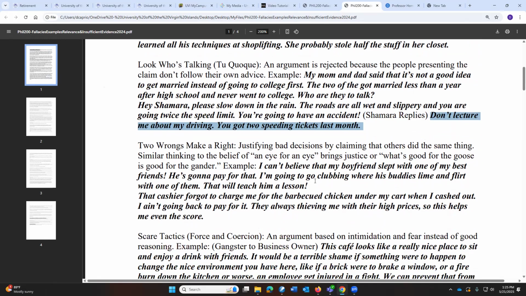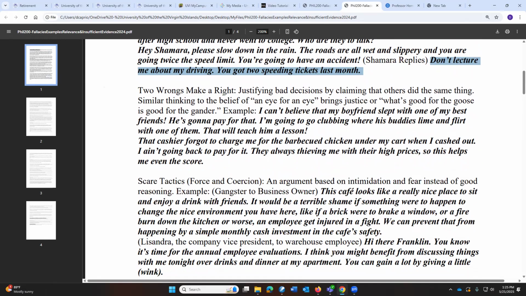Okay? Two wrongs make a right, an eye for an eye. Okay, justifying bad decisions by claiming that others did the same thing. I can do it because they did it. Okay, or what's good for the goose is good for the gander, so to speak.